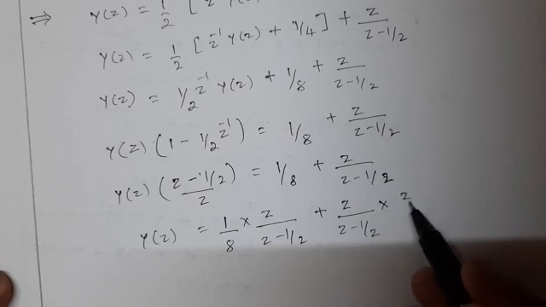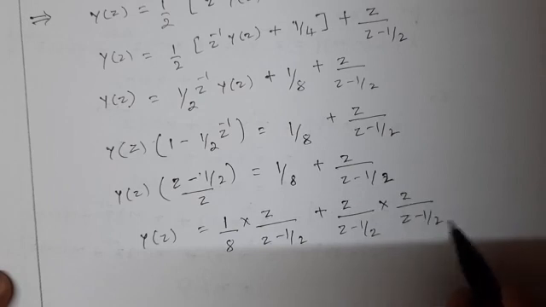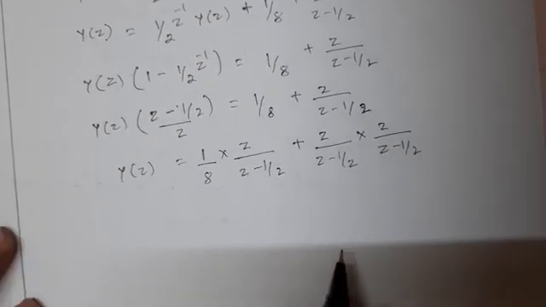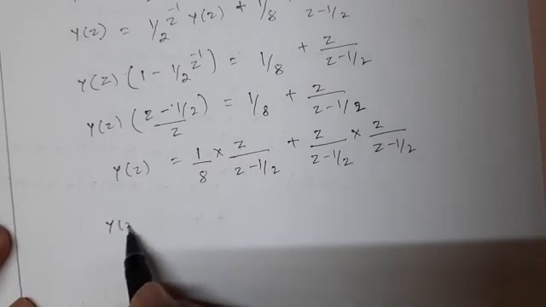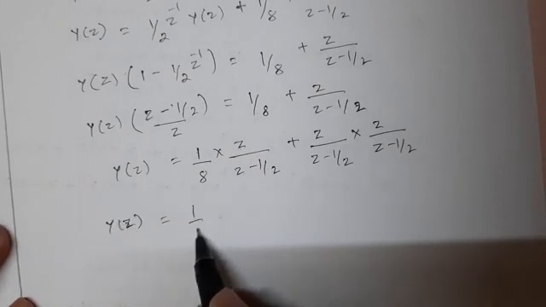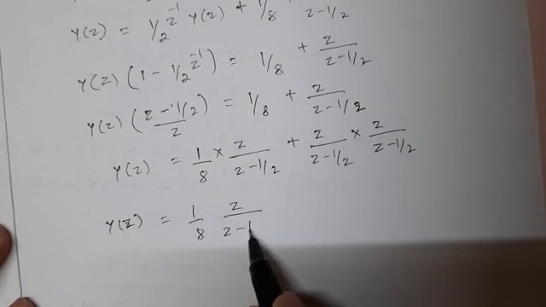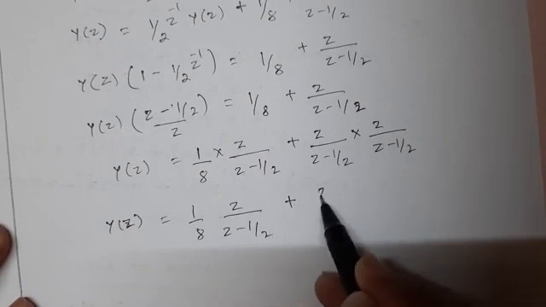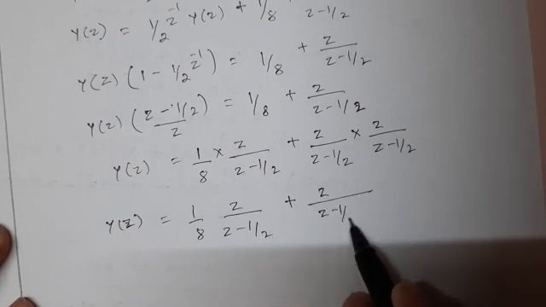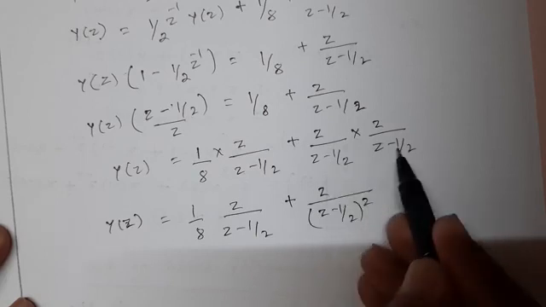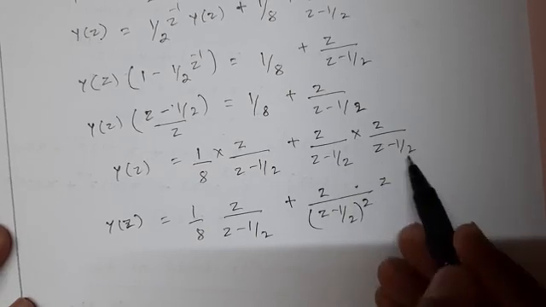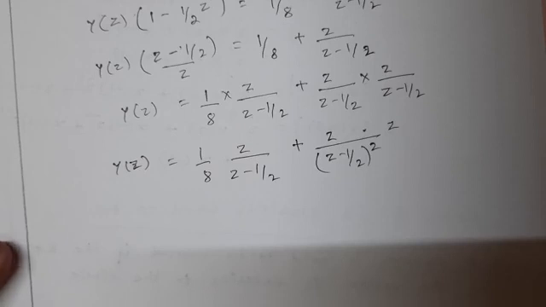So into z divided by z minus half, which is equal to Y of z is equal to 1 by 8 z divided by z minus half plus z divided by z minus half square into, I'll keep this z as it is. I'll tell you why I am doing that.